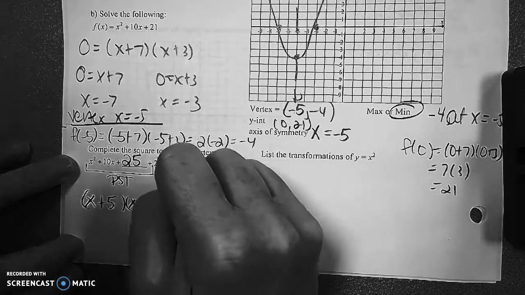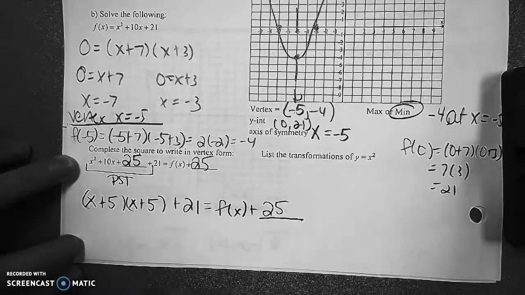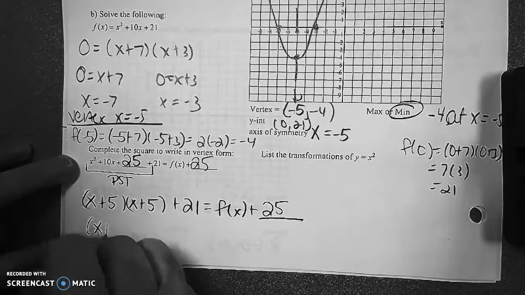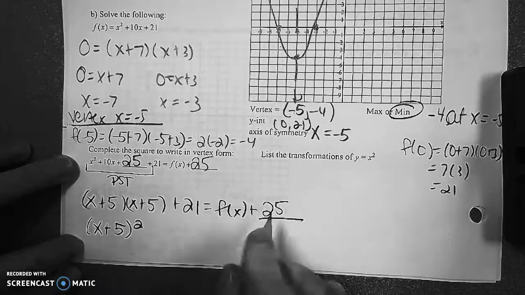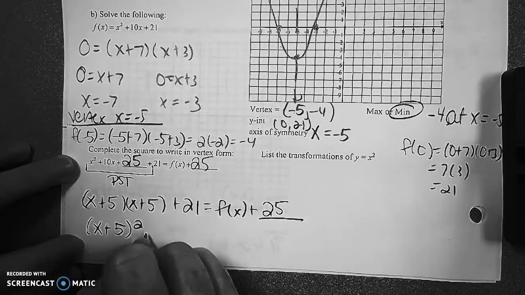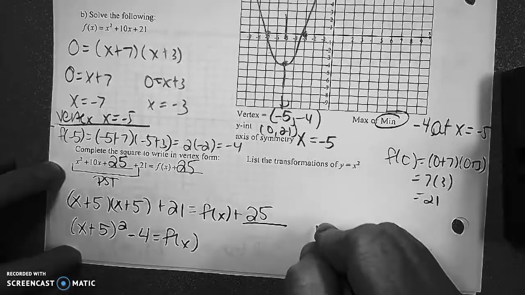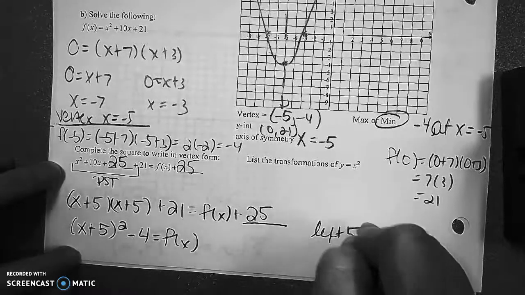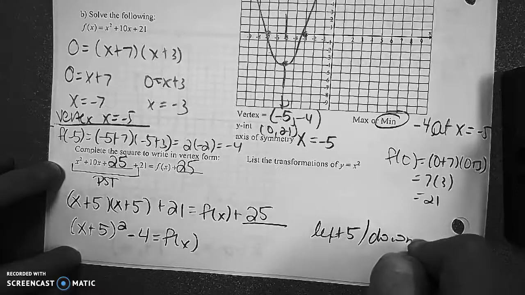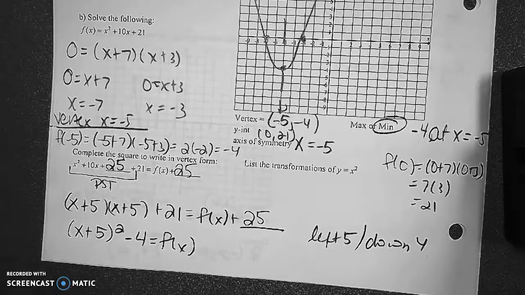If I add that on the left, I have to turn around and add it on the right, which means we get (x + 5) squared. I'm going to go ahead and move over the 25, so minus 4 will equal f of x. And so those transformations would be left 5 and down 4. And does that correspond with the graph? Yes.